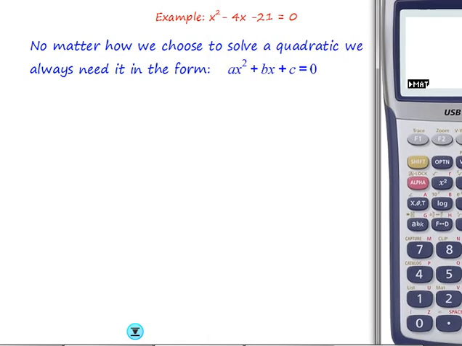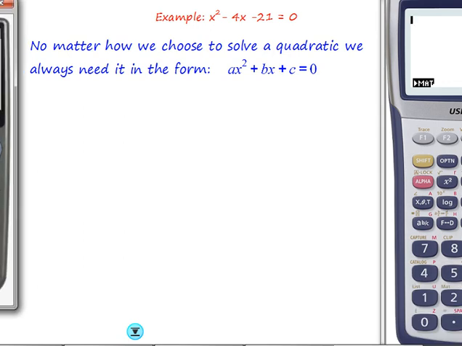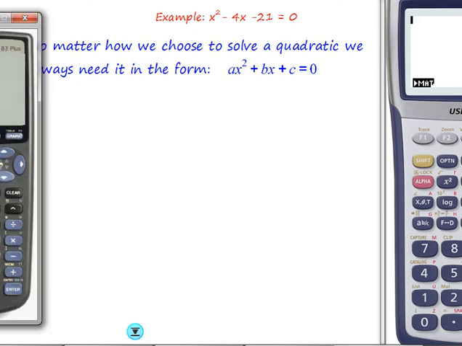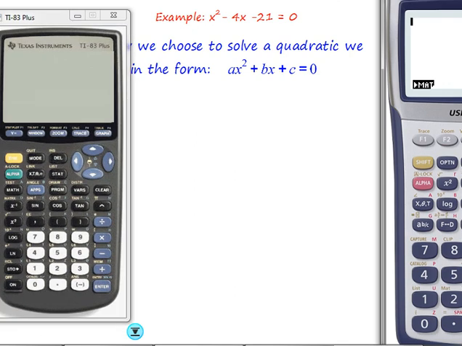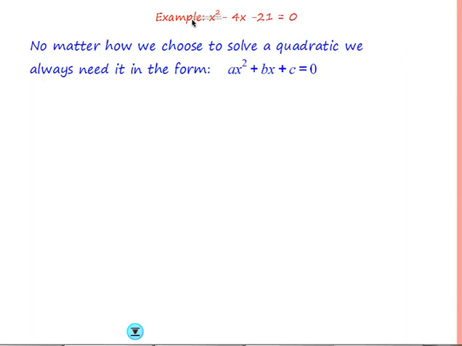So we're going to look at how to do this in a Casio and in a TI. We'll try to look at them both simultaneously. You'll notice that one is larger than the other, and in my opinion, that is because one is better than the other, but whatever. There, now you can see the whole thing. And we're working with this same problem here. So x squared minus 4x minus 21, still the same problem that we were working with earlier.